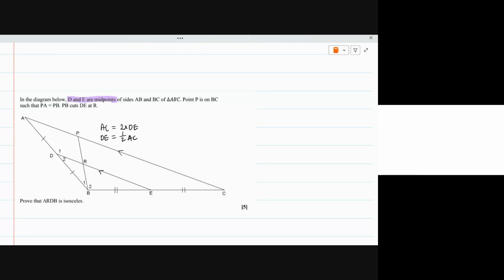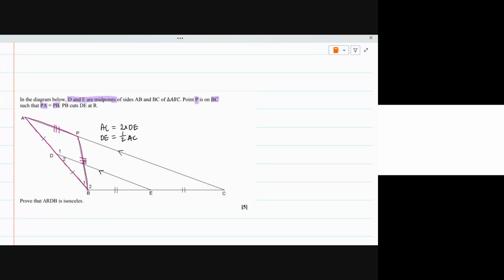Now they tell us here that point P is on the line BC such that PA is equal to PB. Now we've got a little bit more of an extra element here. Let's add that in. It's on the line BC such that PA is equal to PB. Let's see what they're actually getting at here. I'm going to take PB and PA, and I'm going to join them.